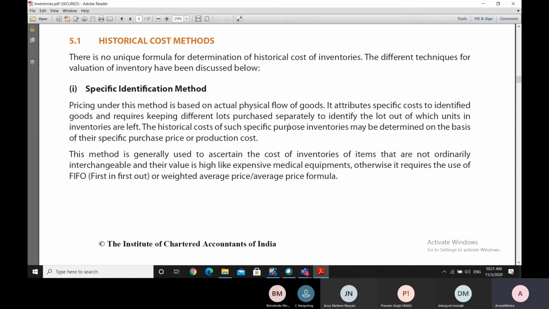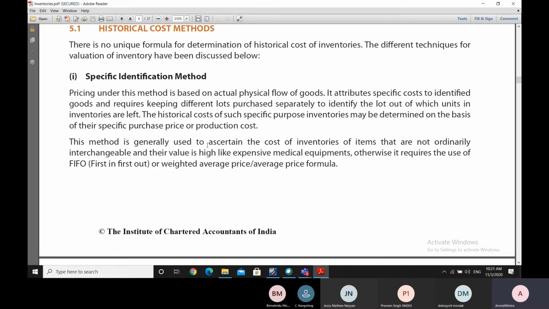Now, the historical cost of such specific purpose inventories may be determined on the basis of their specific purchase price. So every lot has a specific purchase price and every lot has a specific production cost. So every lot of even the work in process will have a specific cost allocated to it, a specific calculated production cost allocated to it. So therefore, this is a lot-wise system, and specific identification has to be made for every lot, and for every lot specific price is to be attributed or allocated.